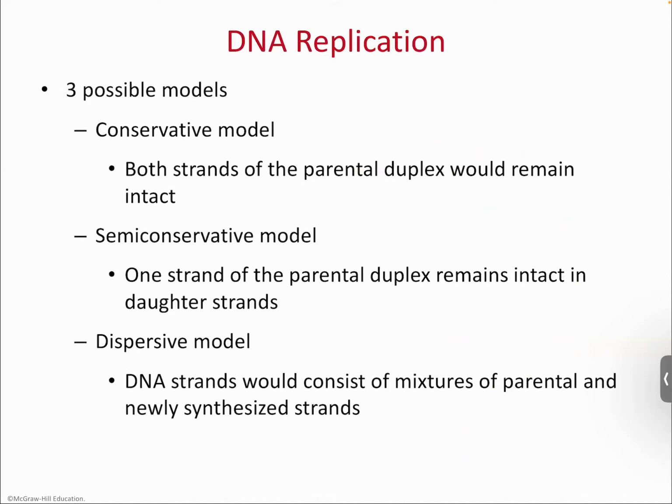Okay, so let's take a look at our models of replication. When we look at the mechanism of replication, we have 3 basic models. The first one is called the conservative model. In this particular case, your parental duplex, or your 2 strands of the DNA, will remain intact. What this basically means is you essentially make the new strand from scratch. Now, here's the problem, right? Where's the information?